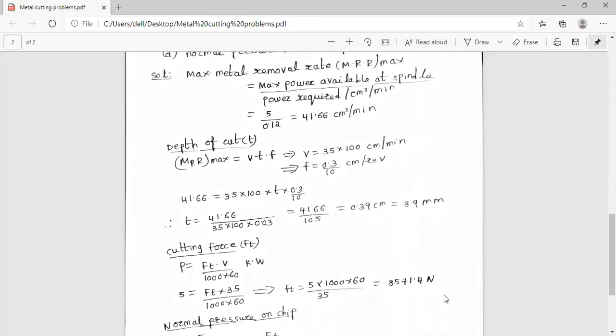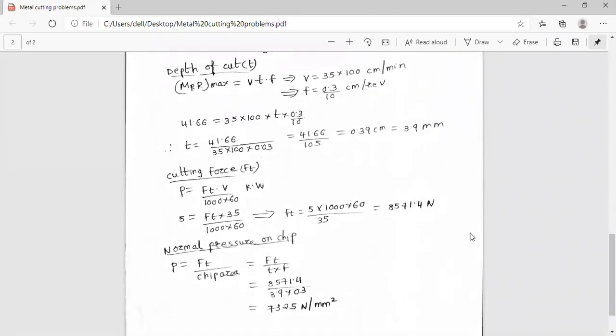So next one, what is the normal pressure on chip? Normal pressure on chip is given by the p. P here you try to be careful. Capital P used for power, small p case sensitive. Small p is for normal pressure. Or you just try to write this as Pc, P subscript C. Pc equals Ft by chip area. Chip area you can write in terms of B into T or T into F. So it depends upon the data that is given. You try to use the data.